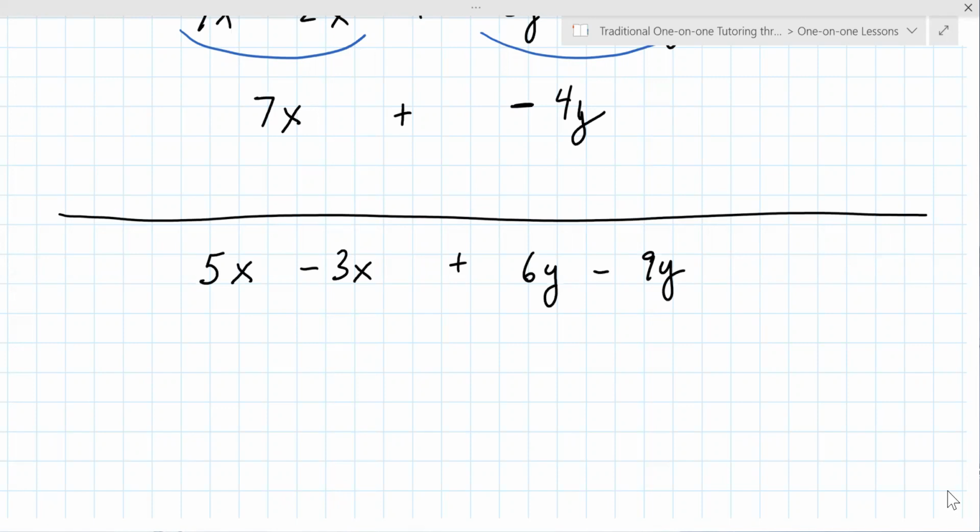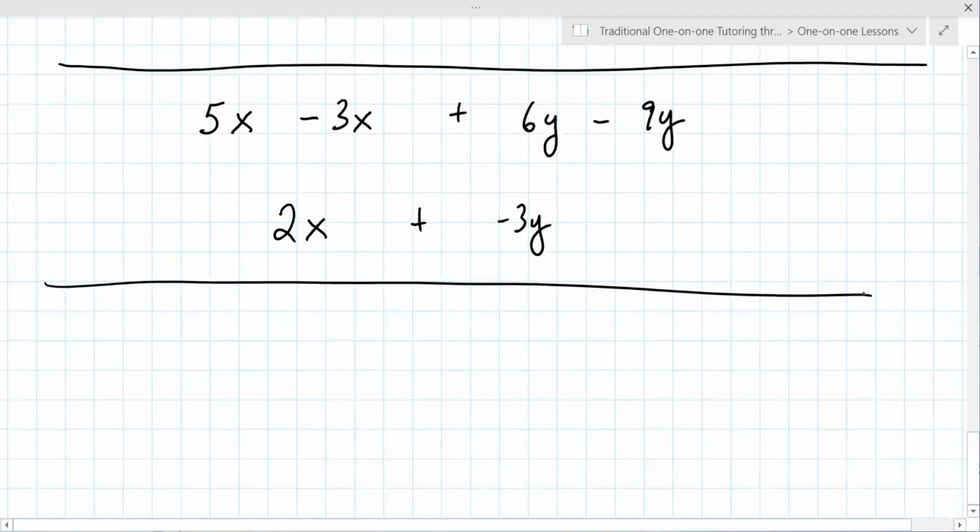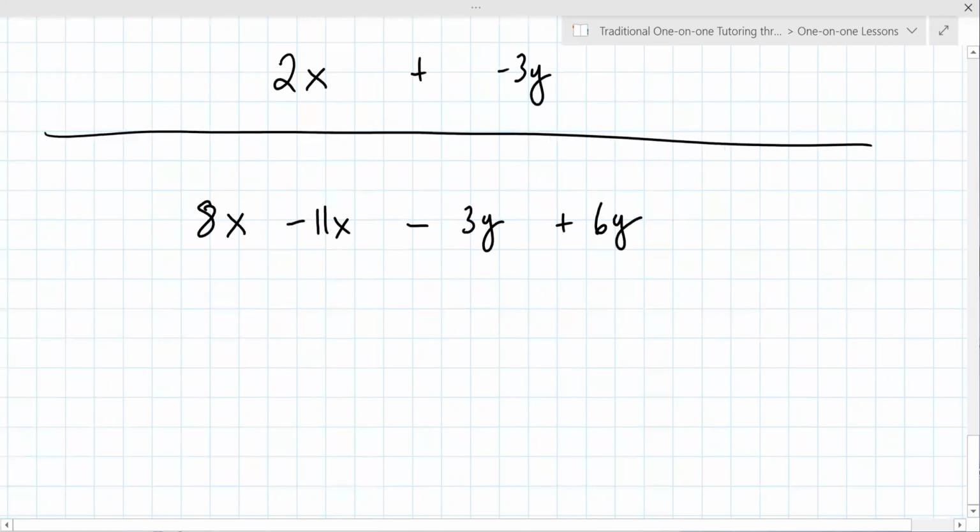2x plus negative 3y. Are you there? Let's try another one here. 8x minus 11x minus 3y plus 6y. So give that one a try, please.